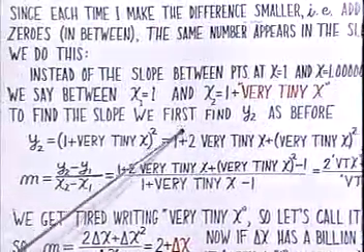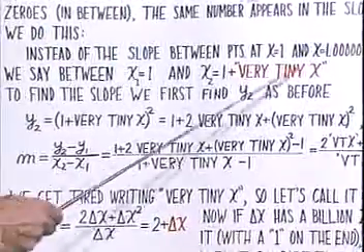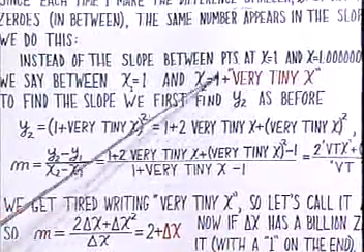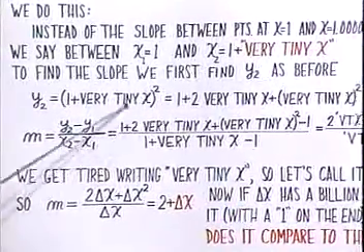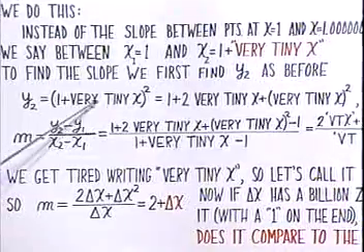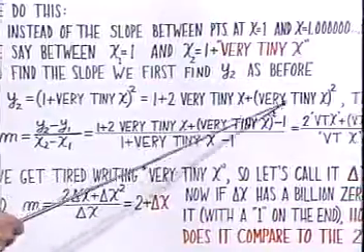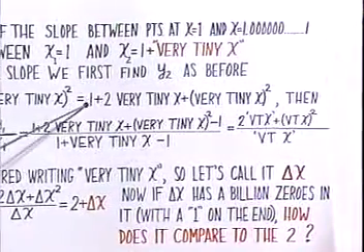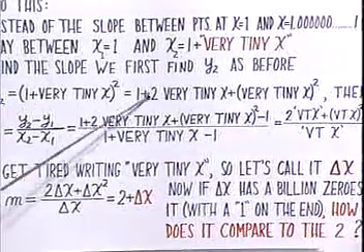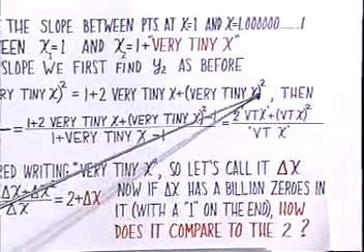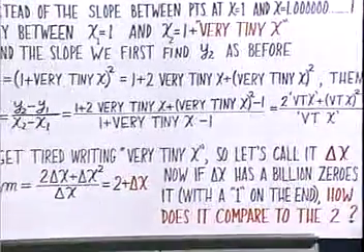To find the slope, we have to find y2 as before. y2 is this squared, x2 squared. So we're going to square this here, even though there are words in here. We're going to square it. When we square this, this multiplied by itself is equal to this. 1 plus 2 very tiny x, you see, you square this by itself, you get that, plus very tiny x squared. Okay?